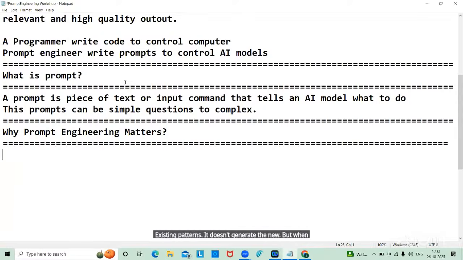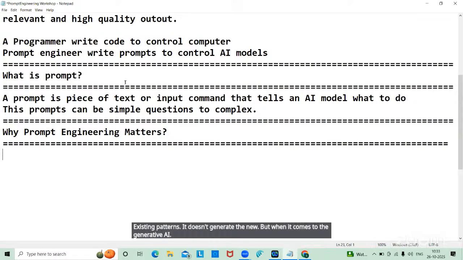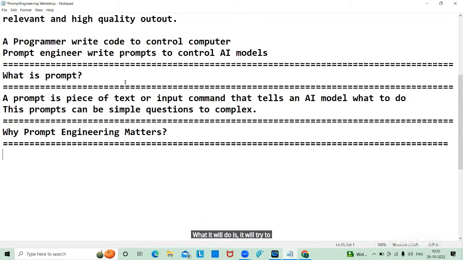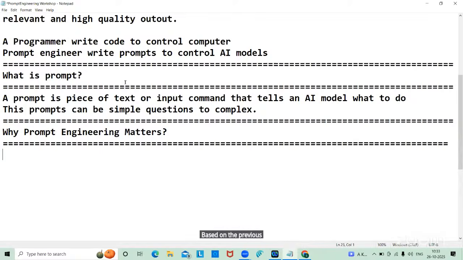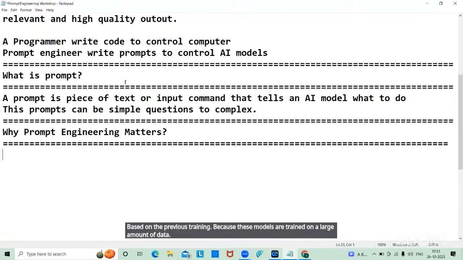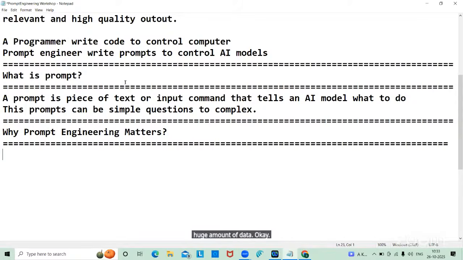But when it comes to generative AI, it will try to generate new text or new patterns based on what it learned, meaning based on the previous training, because these models are trained on a huge amount of data. It learns new patterns, filters like that. So that is generative AI.